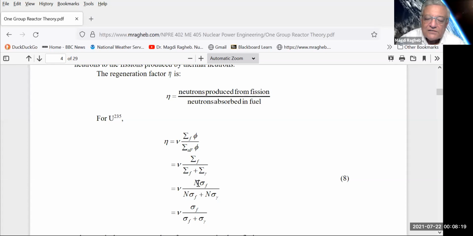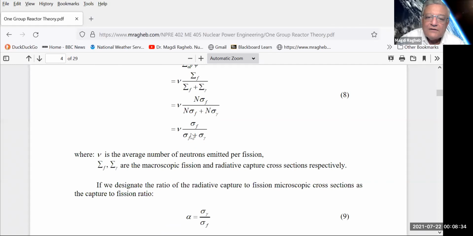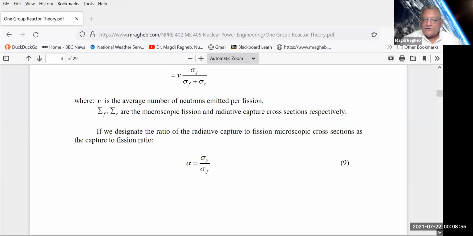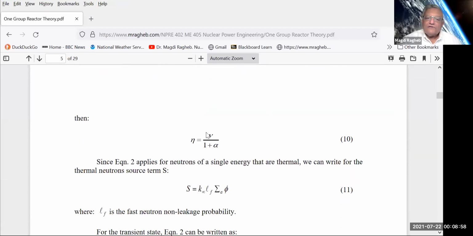The macroscopic cross-section is the product of the microscopic fission cross-section multiplied into the number density. For a homogeneous fuel, we can cancel the capital N, and my eta can be very easily calculated as the average number of neutrons born in fission multiplied into the ratio of the fission microscopic cross-section to the fission microscopic cross-section plus the radiative capture. The factor sigma sub gamma divided into sigma sub F is called the alpha factor, that's a designation. So in fact, the regeneration factor can get a very simple form as nu, the average number of neutrons produced per fission, divided into 1 plus alpha.